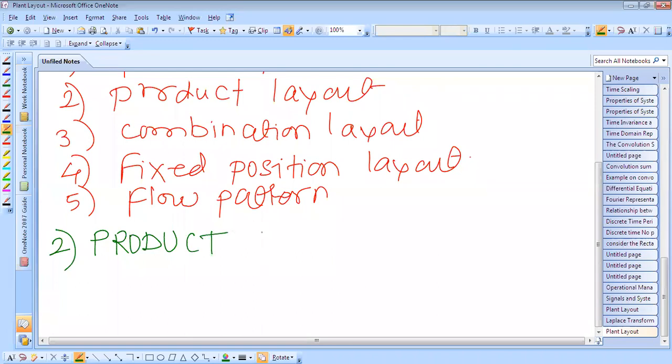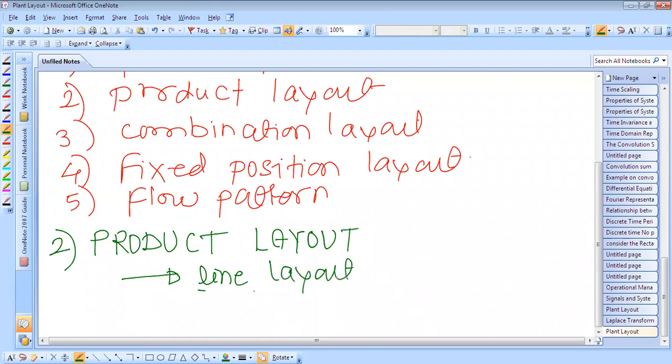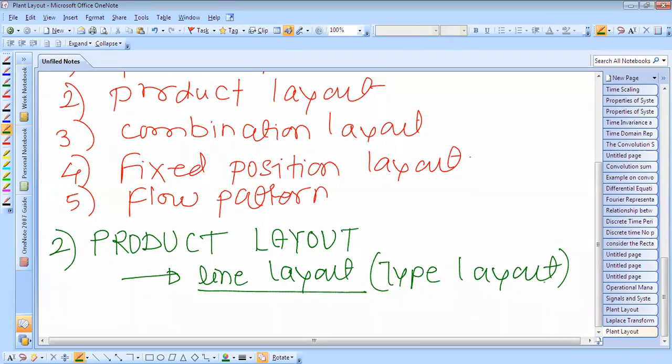So next we'll discuss the product layout. It is also known as the line type layout. So it implies that the various operations on raw materials are performed in a sequence. So we take the raw material from the store and various operations are performed on the raw materials, and that has to be performed in a sequence.